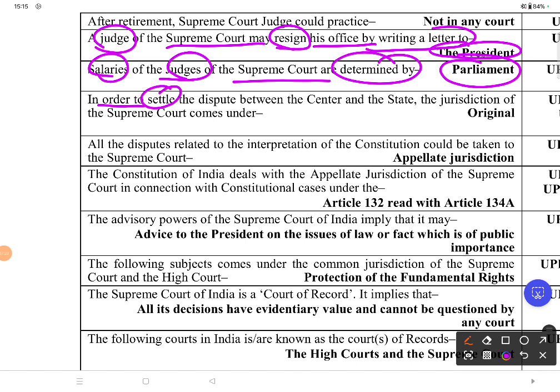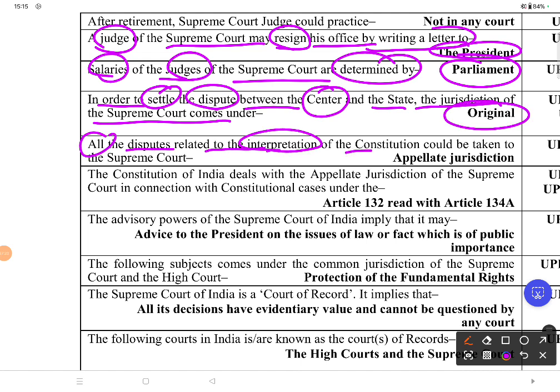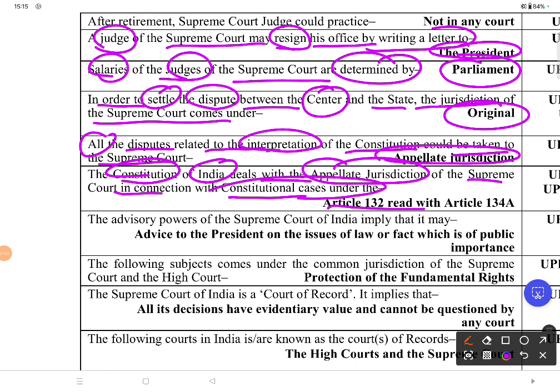In order to settle disputes between the center and the state, the jurisdiction of the Supreme Court is original. All disputes related to interpretation of the Constitution could be taken to the Supreme Court under appellate jurisdiction. The Constitution of India deals with the appellate jurisdiction of the Supreme Court in connection with constitutional cases under Article 132, read with Article 134A.